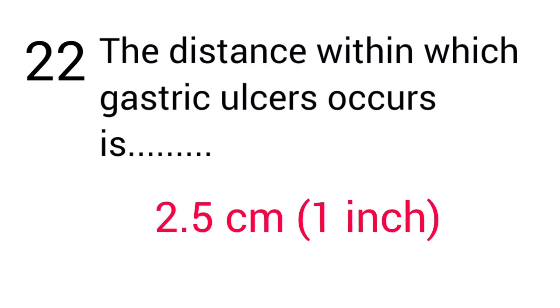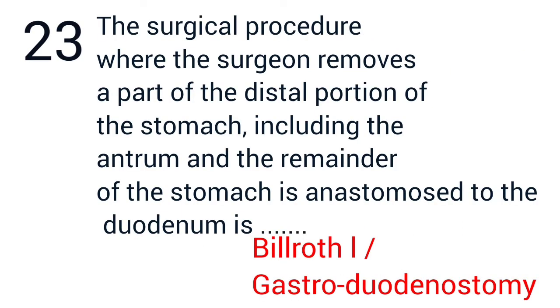The distance within which gastric ulcers occur is 2.5 centimeter or 1 inch. The surgical procedure where the surgeon removes a part of the distal portion of the stomach, including the antrum, and the remainder of the stomach is anastomosed to the duodenum is Billroth first or gastroduodenostomy.